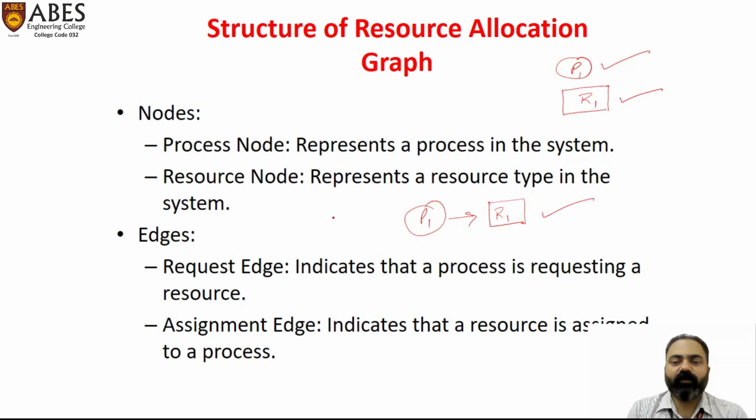If we take another resource R2, and there is an edge from R2 to P1, this shows that R2 is already occupied by P1, or R2 is in possession of P1. This is an assignment edge, while the other one is a request edge.